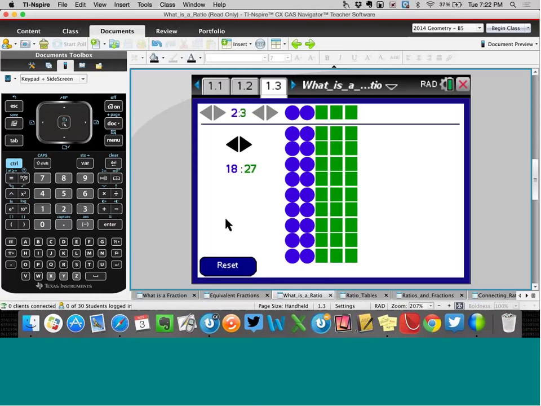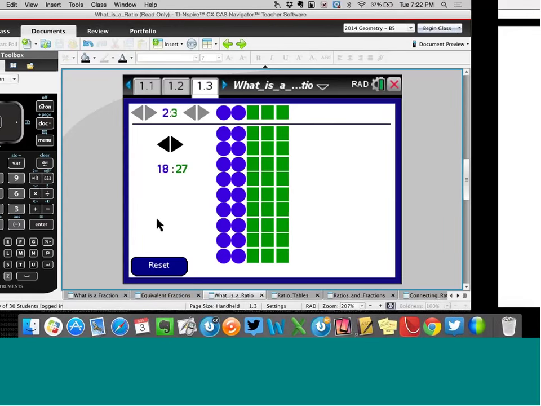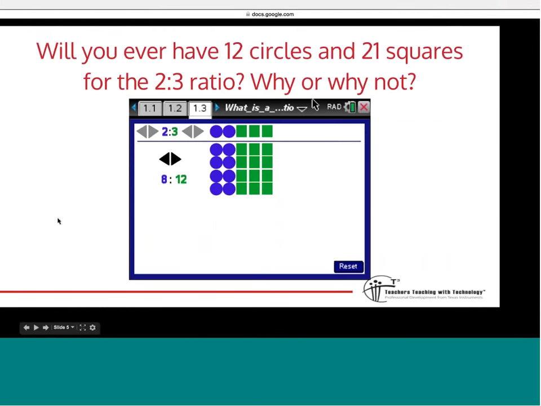So that could be something we would look at and explore with students with this particular file and this particular visualization. And then we might extend it with a question like this. With that in mind, will you ever have 12 circles and 21 squares for this 2-to-3 ratio? And most importantly, why or why not? So take a minute and explain your response. Yes, because, no, because, why or why not is really the critical part. How would you explain your response? We'll give people a minute or two to ponder and then respond.